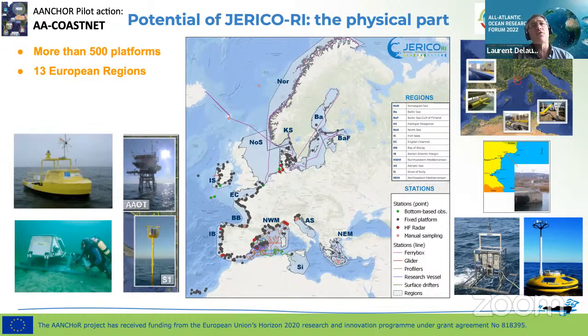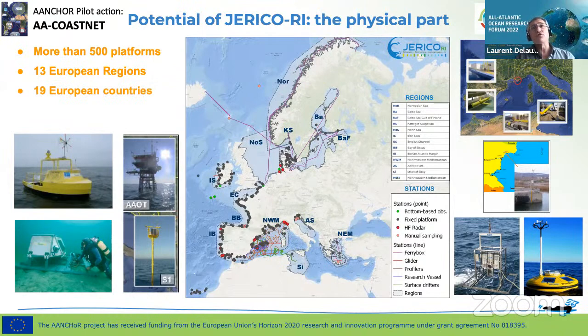The JERICO research infrastructure is structured in 13 European regions that are, for example, the North Sea, the Baltic Sea and Gulf of Finland, the Kattegat Skagerrak region, etc. And every region, every site has a specific research program, and as well a specific program to consolidate its functioning in terms of a multi-platform and multidisciplinary approach.